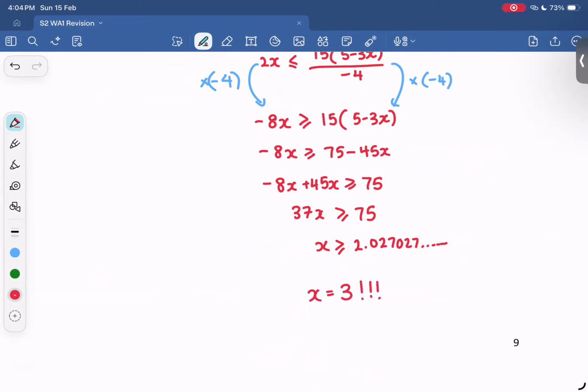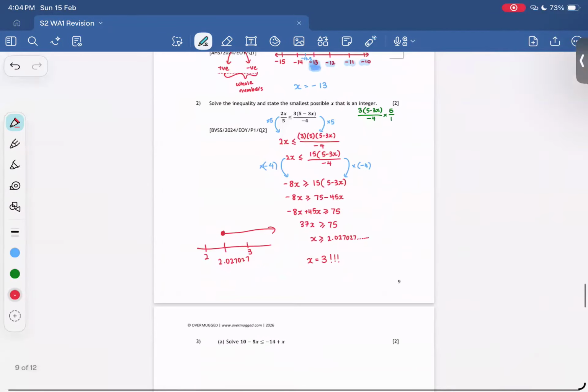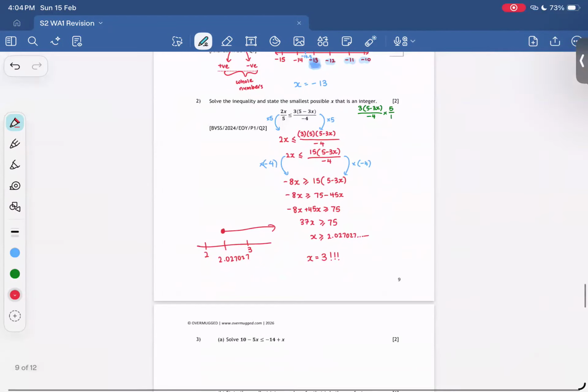Don't forget it's 2.027, which means that it's already surpassed 2. So we can't make x equal to 2. So x must be more than 2.027. So if you draw a number line, this is 2.027027, right? So we must go to the right side, which is numbers that are above 2. So that means it will be 3. So that is the answer for question number 2. All right, so I hope that it's pretty straightforward as well.